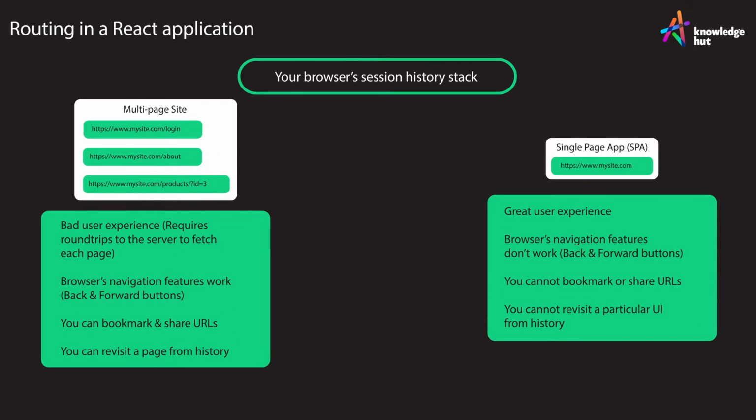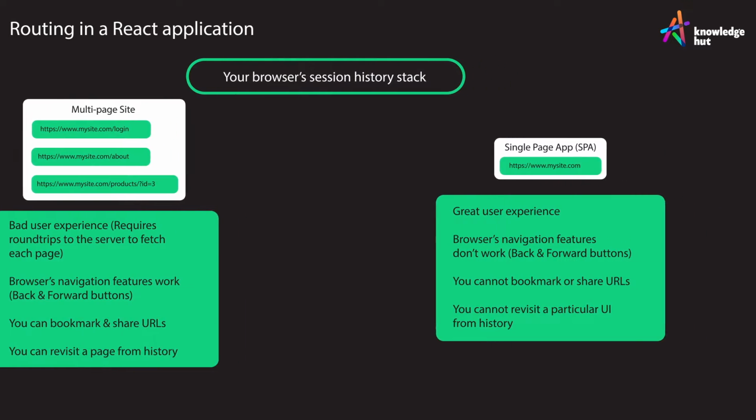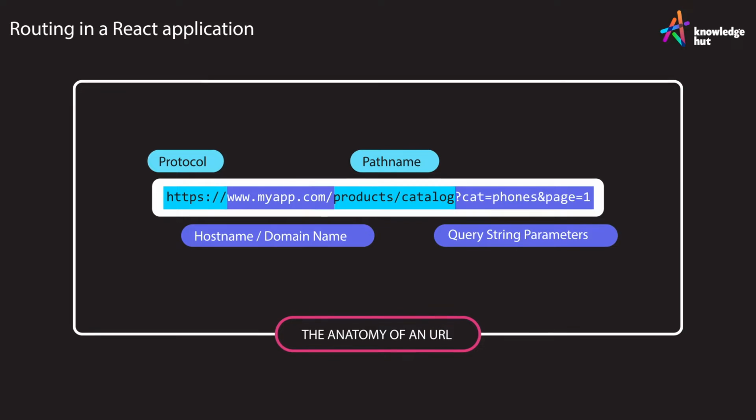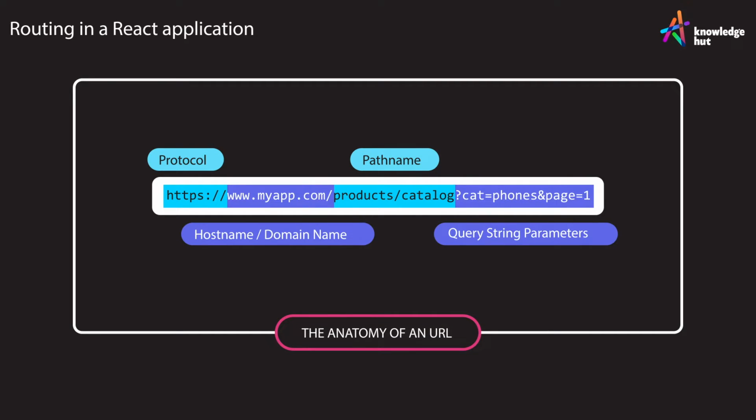While we gain a great user experience in a single-page application where the UI updates almost instantaneously without requiring round trips to the server, we lose the ability to bookmark and share URLs and to use the back and forward buttons for navigation. Modern web applications have multiple sections and UIs for the various features that they offer. We thus need a way to implement client-side routing, a process which maps and syncs URLs with UIs in an otherwise single-page JavaScript app.